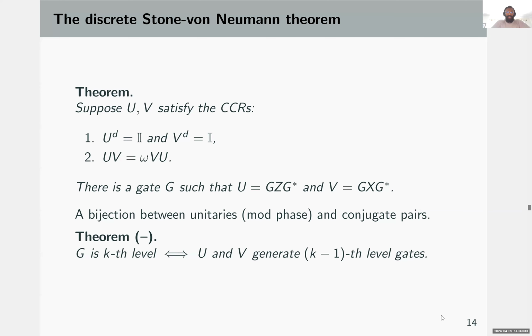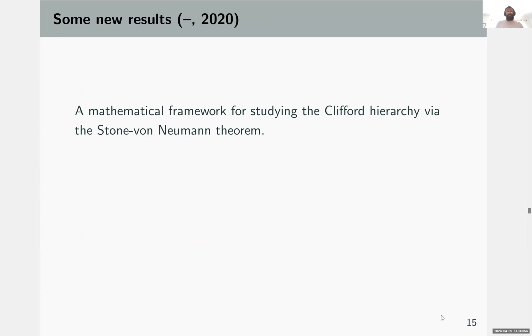And it's naturally suited to studying the Clifford hierarchy because we can use the definition and observe that a gate is Kth level if and only if U and V, which is the conjugation of Z and X by G, generate K minus 1th level gates. So it kind of fits exactly with this inductive definition of the Clifford hierarchy. So if you take that perspective seriously, then you get a framework for studying the Clifford hierarchy using the Stone-von Neumann theorem, and it gets you a bunch of nice results immediately.